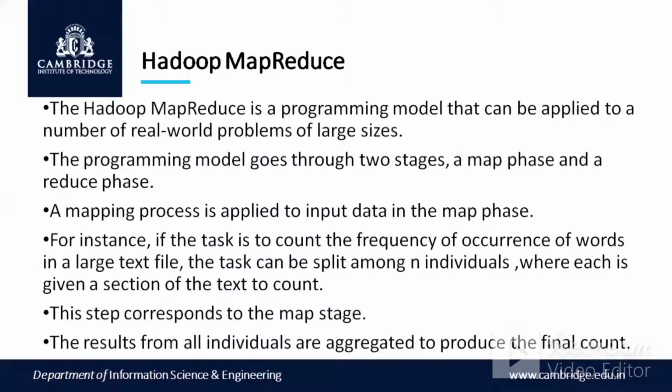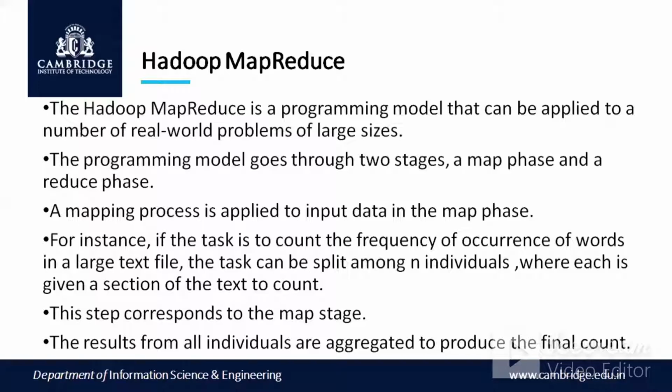So the mapping process is applied to input data in the map phase. For example, if the task is to count the frequency of occurrence of words in a large text file, the task can be split among n individuals, where each is given a section of the text to count. So this particular step corresponds to the map stage. So this is done in the map stage.